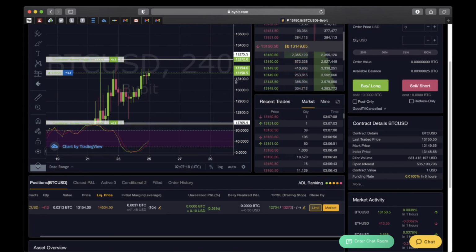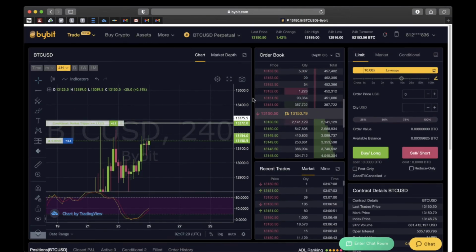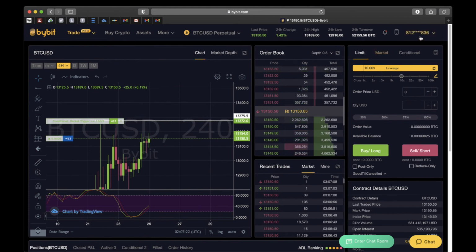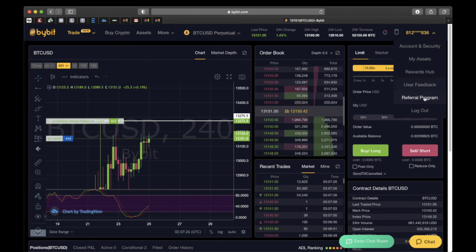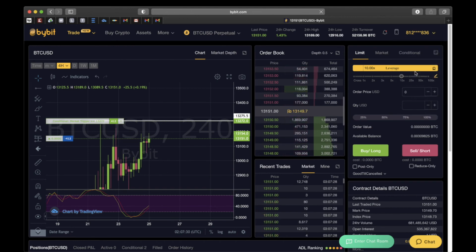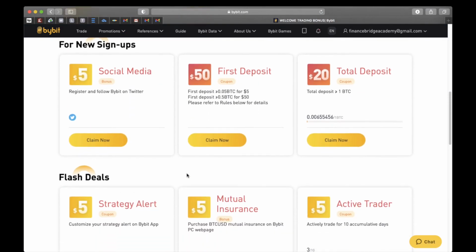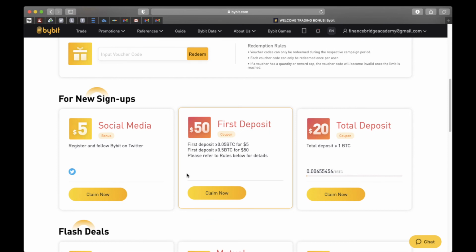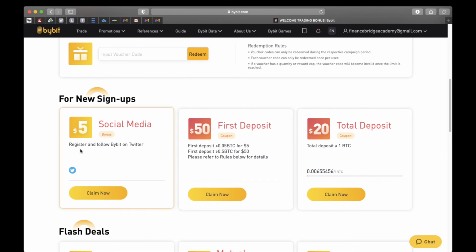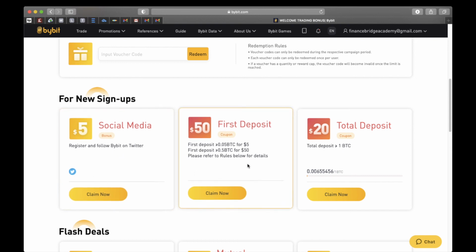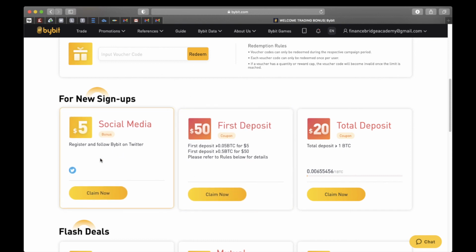So that will be all for this particular course. So let's log out, and there are some reward orbs. This is something you might want to check. This is reward orb. This is the way you can claim some reward from the exchange. So for example, when you register for the first time, if you follow ByBit on Twitter, they will give you $5, which is cool. That can help you with charges.